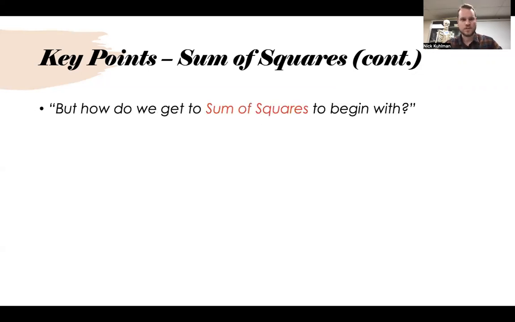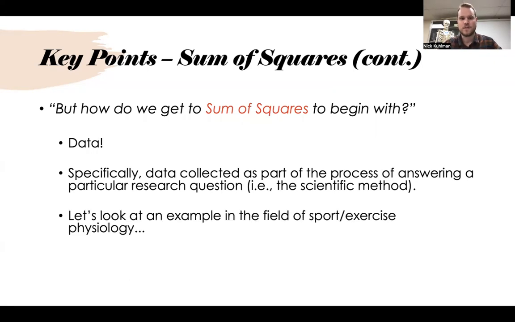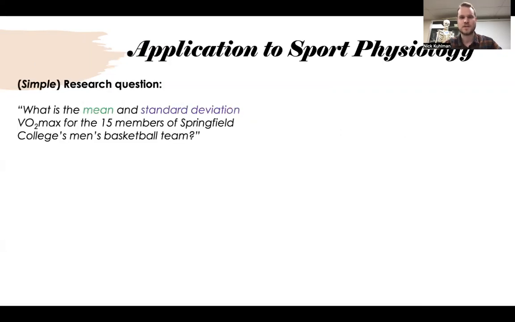But let's ask another question. How do we get sum of squares to begin with? Well, the short answer is data. Okay, specifically, data collected as part of the process of answering a particular research question, which is part and parcel of the scientific method. But to put this in context, let's take a look at an example from the field of sport and exercise physiology.